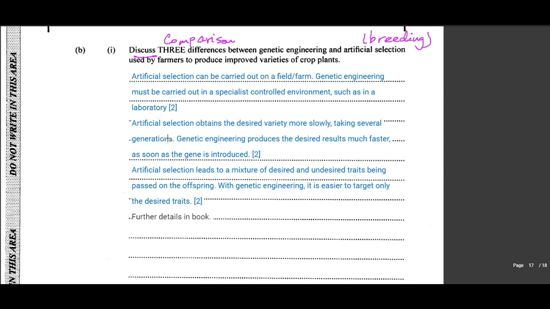So I gave three. So one is that artificial selection, which is the breeding, you can carry it out in a field or a farm. You don't need a whole lot of expensive, crazy equipment to make it happen. You just need your animals or your plants, etc. You keep them, and you just need to keep track, keep a record, and all of that. These days they would also include some artificial insemination, especially for cows and so on.